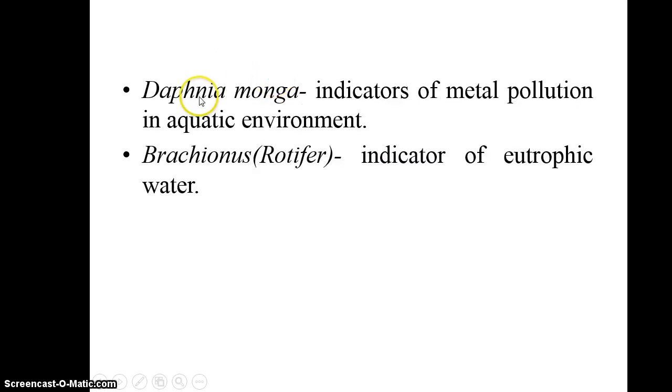So what are the examples? Daphnia magna, which is a zooplankton present in aquatic ecosystems, will indicate metal pollution. Then rotifers will indicate eutrophic water. What is meant by eutrophic water? That means the water is covered by algal bloom, and that is going to affect the aquatic animals.